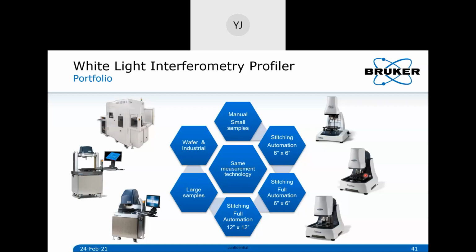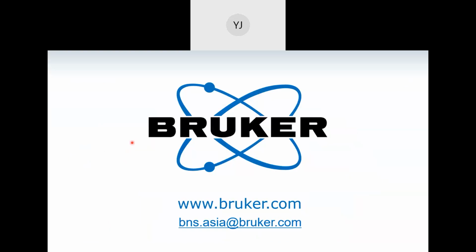This is just also a portfolio of our products using white light interferometry. From the simple tabletop systems with automated tabletop systems, to larger systems maybe suitable for automotive, like large heavy samples, to fully integrated systems for semiconductor fabrication labs. So that's the different concepts. That's all from my side. I can open the floor for questions.